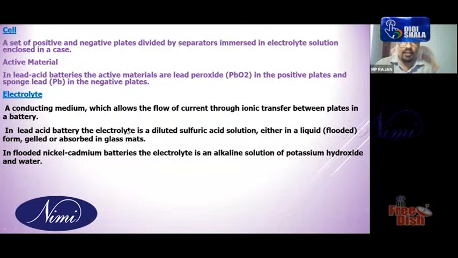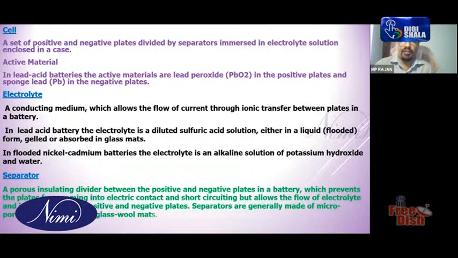We'll see later. This is an acid, and like this, alkaline batteries are there. In the alkaline batteries, solutions like potassium hydroxide are used as the electrolyte. So electrolyte can be in liquid form, powder form, or paste form. Depending upon the battery, it will be in a different type of form.